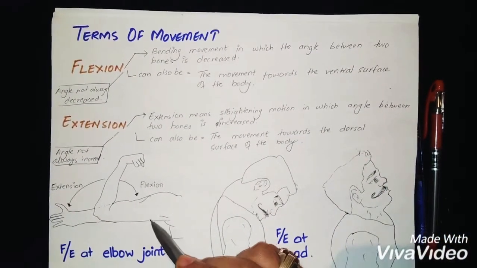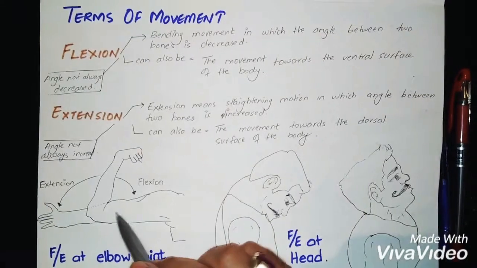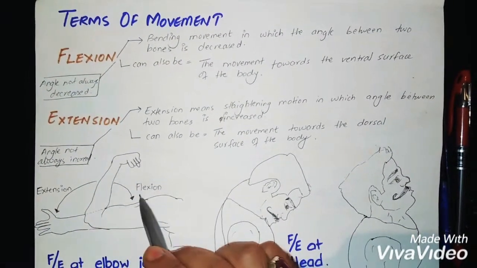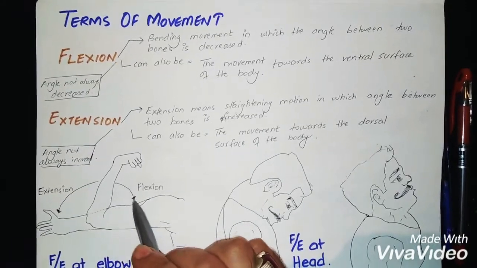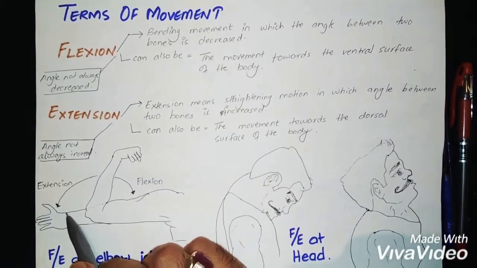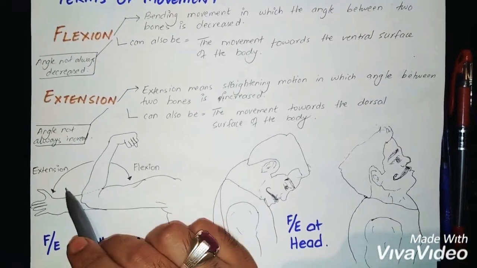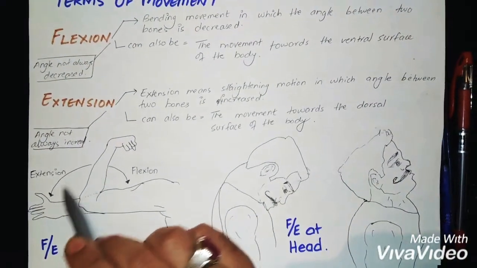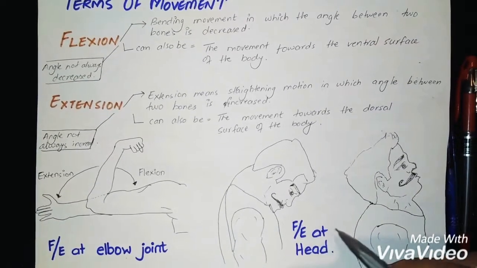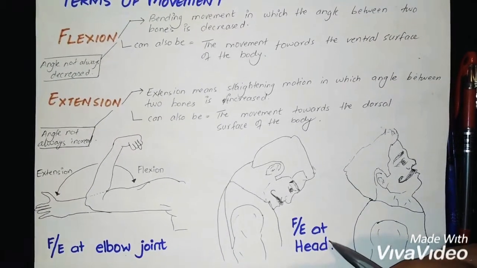If we see here, you can clearly see that this movement of the arm is known as flexion. Here the angle is decreased between the two bones, and if we straighten the arm, this is known as extension of the arm, in which the angle between two bones is increased. This is flexion and extension at the elbow joint. This is flexion and extension at the head.